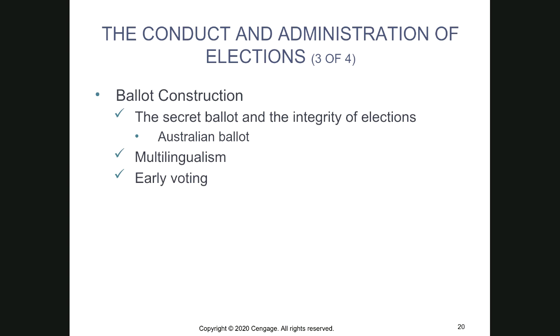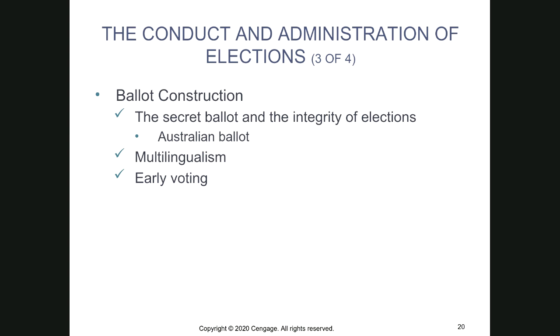One thing that has remained on our current ballot and has remained in the VRA is this idea of multilingualism, the idea that we want you to be able to vote even if your primary language is not English. So if we're looking at a population that has a really heavy concentration of individuals who speak a language other than English as their primary language, like Harris County, for example, has a very large Vietnamese population, then ballots in that county have to be printed in not only English, but also Vietnamese.